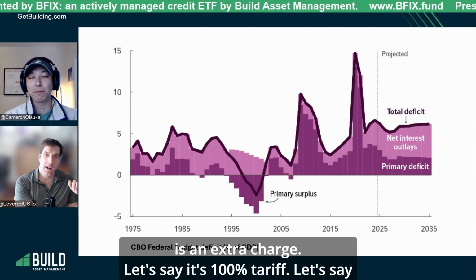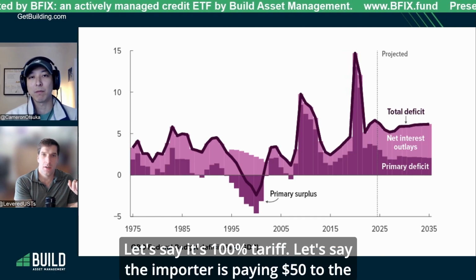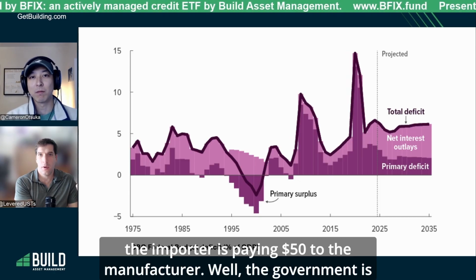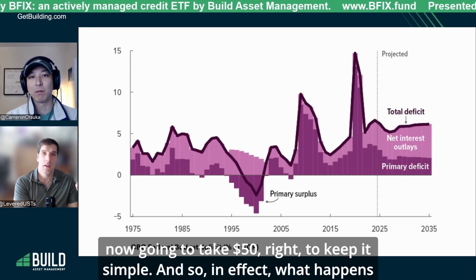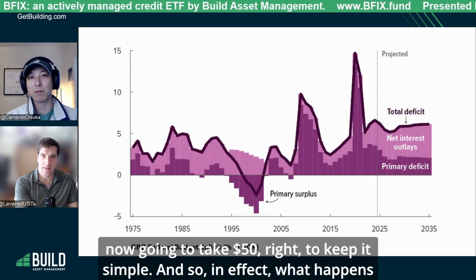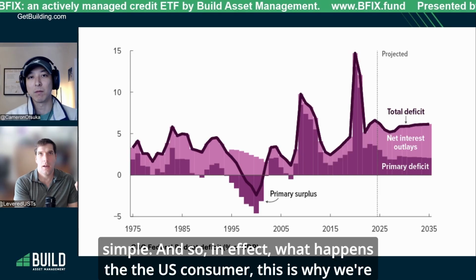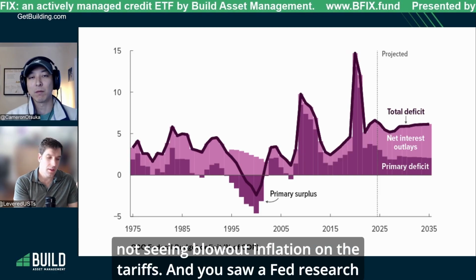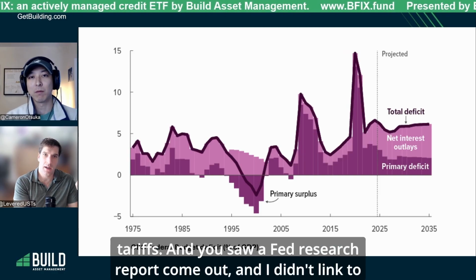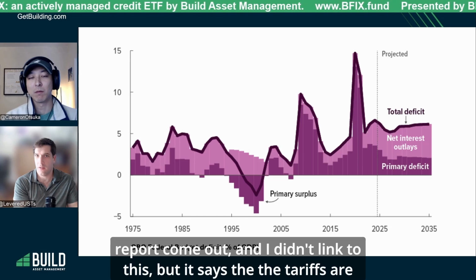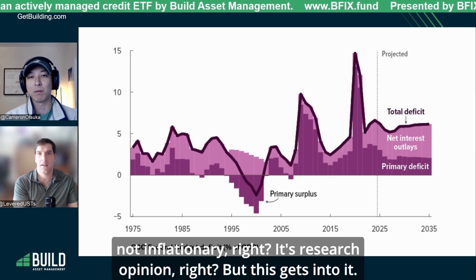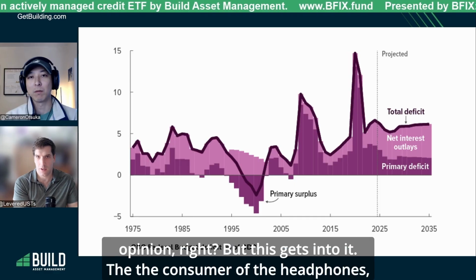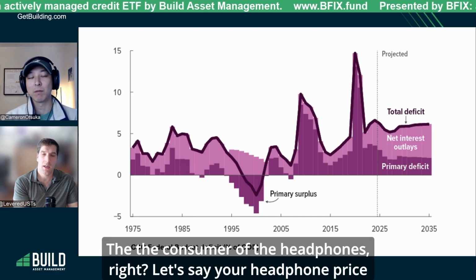What you get with a tariff now is an extra charge. Let's say it's a 100% tariff. Let's say the importer is paying $50 to the manufacturer. Well, the government is now going to take $50, right, to keep it simple. And so, in effect, what happens is the U.S. consumer, this is why we're not seeing blowout inflation on the tariffs. And you saw a Fed research report come out, and I didn't link to this, but it says the tariffs are not inflationary, right? It's research opinion, but this gets into it.